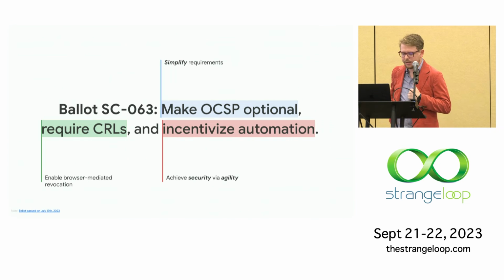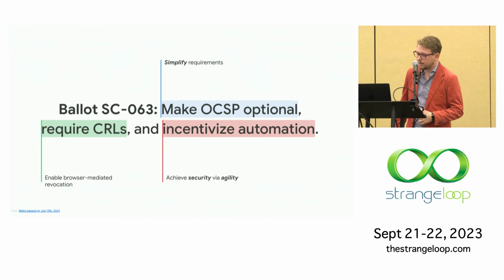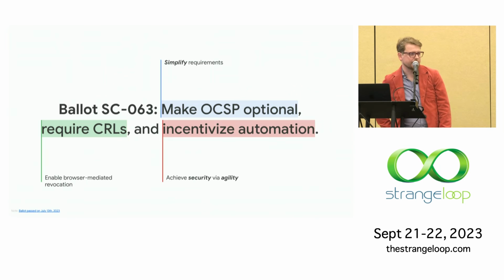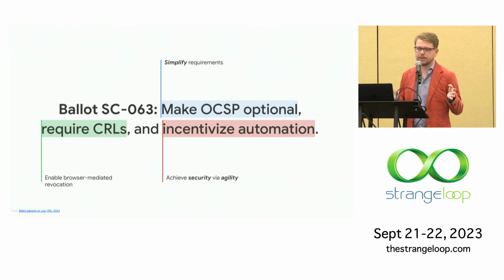So we actually did this recently. We wrote and passed a ballot in the CA/Browser Forum called Make OCSP Optional, Require CRLs, and Incentivize Automation. And the way that we incentivized automation was by saying, hey, we're going to define these short-lived certificates as certs with a 10-day or less lifetime for now.